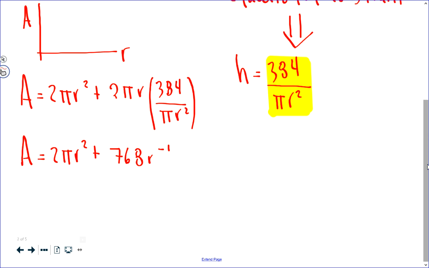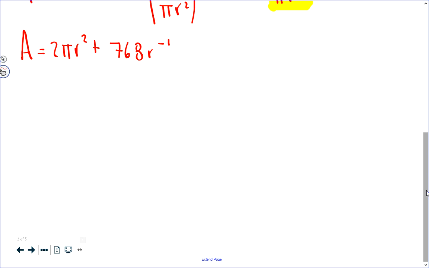Now we're ready to differentiate that. Remember, with max-min problems, you differentiate the dependent variable with respect to the independent variable. In other words, it's not differentiated with respect to time. There's no implicit differentiation here. I get 4 pi r minus 768 r to the negative 2.